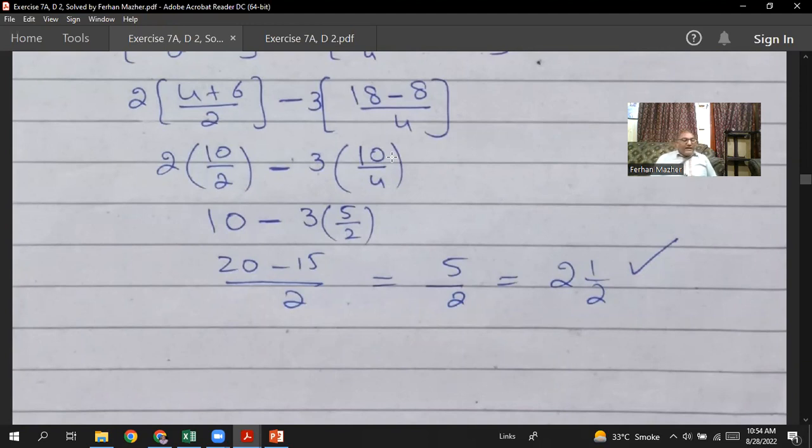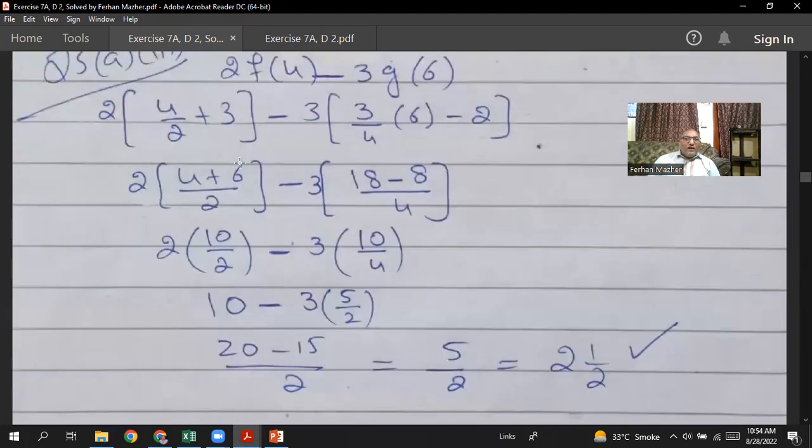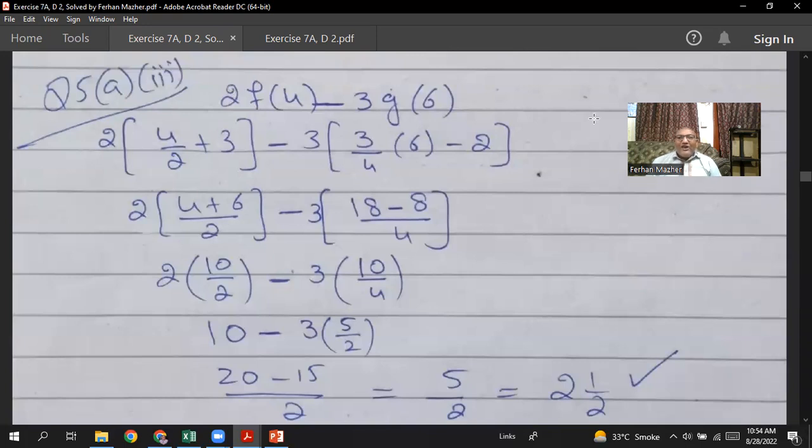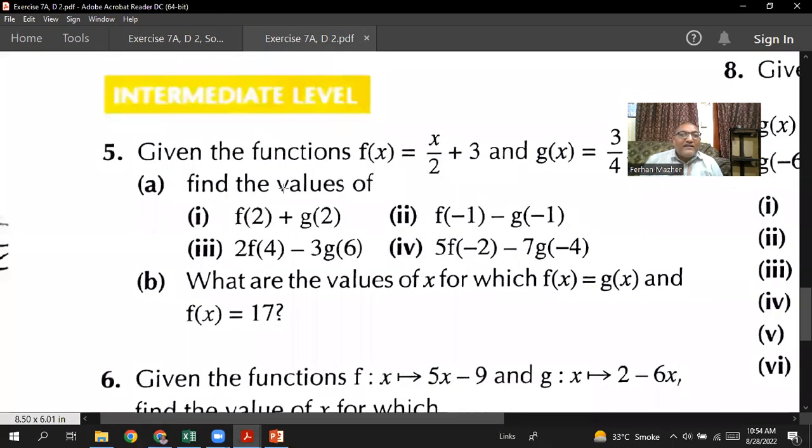So you will have 10 minus 3 into 5 by 2. So take the LCM, the LCM here will be 2. So it will become 20 minus 15 in the numerator. So you will have 5 by 2, which is equal to 2 whole 1 by 2. So my dear students, question number 5, the third part, is showing up on your screen. I hope you understand how this is done. Okay, so let's go to the next part, the fourth part.